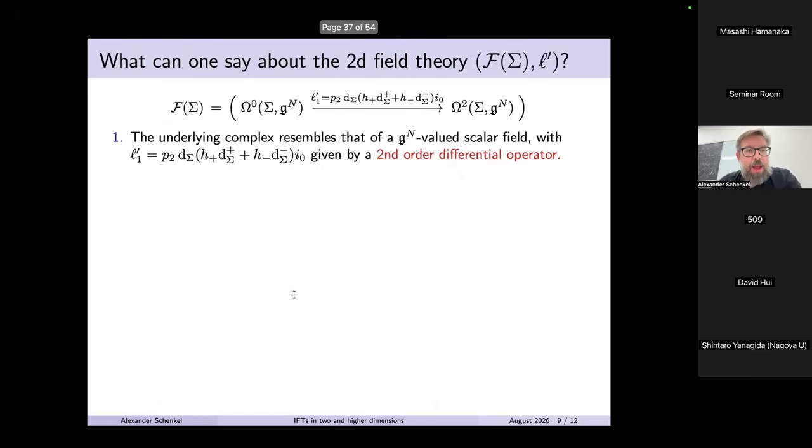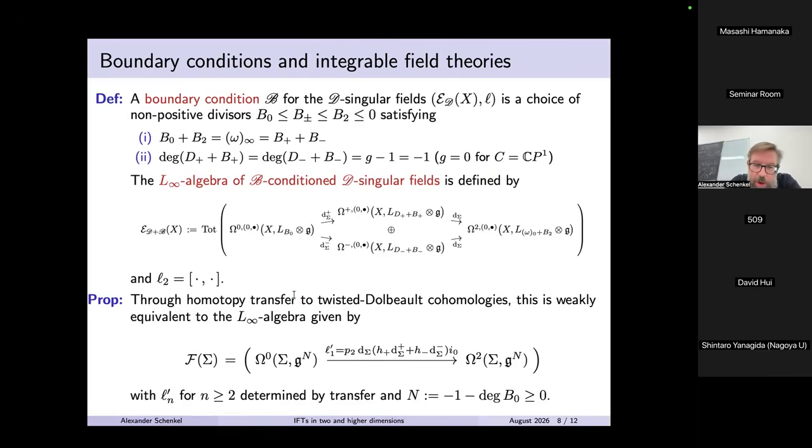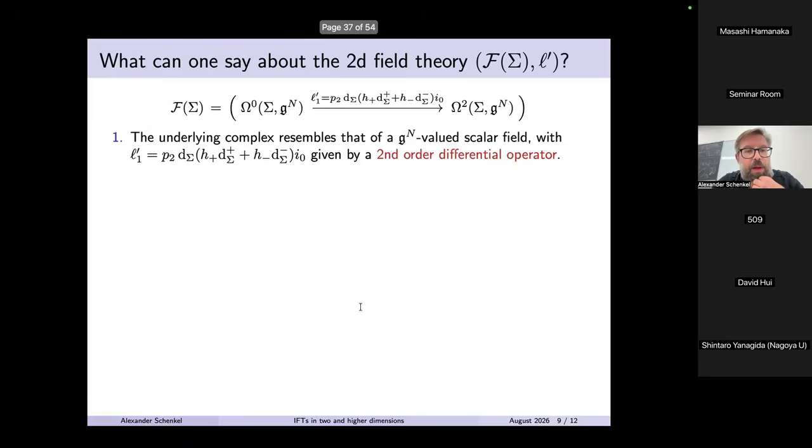Okay. Now, as usual, you produce something by homotopy transfer, so you know a lot of abstract things. You know that it's equivalent to the thing you started from, and you know that there are formulas in principle for brackets. But one wants to understand a bit more what one can say about this field theory. So let me say, without doing much calculation, what one can say about this two-dimensional field theory I just produced.